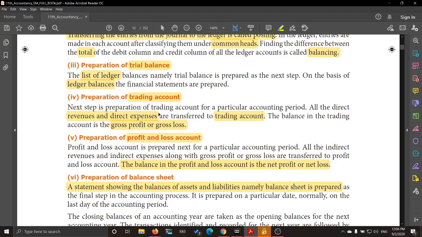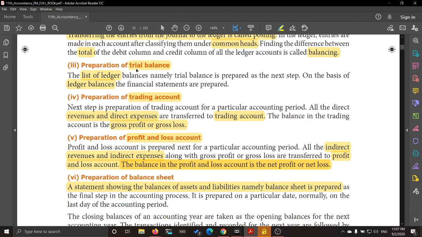Next is the preparation of profit and loss account. அதாவது அடுத்த step trading account க்கு அப்புறமா வரக்கூடிய ஸ்டெப் தான் profit and loss account. இதுல பாத்தீங்க அப்படின்னா எல்லா indirect expenses and all indirect revenues will be entered here. Okay, so based on that it will be balanced and what you get is a net profit or net loss. What is it that you find out? Net profit or net loss. So you get net profit or net loss by preparing the profit and loss account.